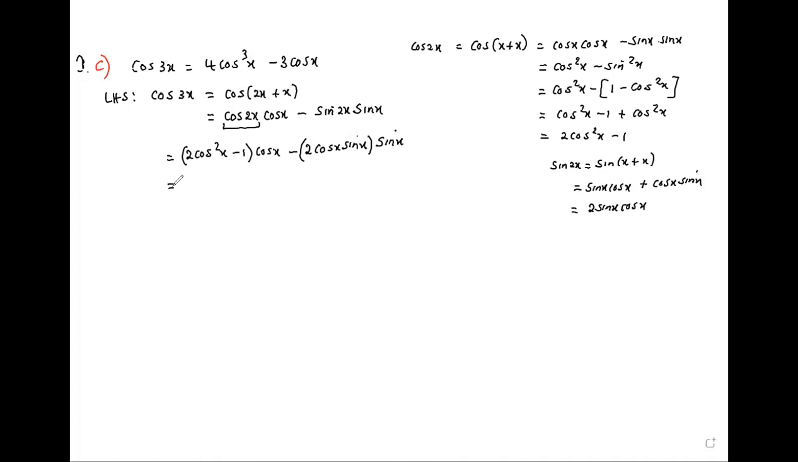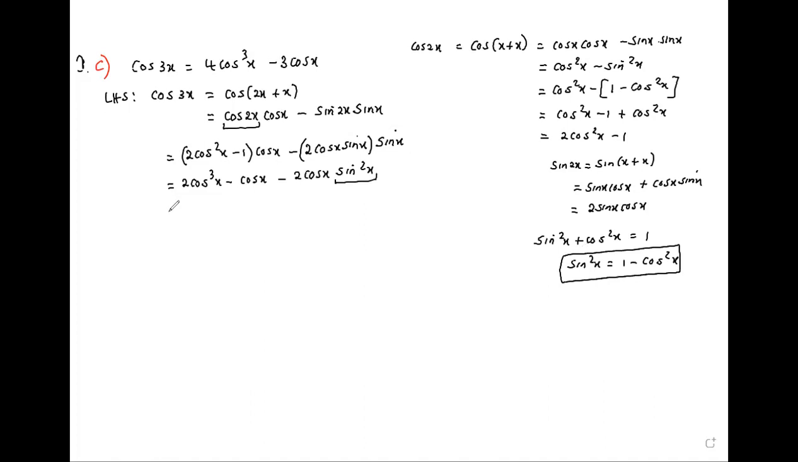Here now we expand 2 cos squared x times cos x, and we get 2 cos^3 x minus cos x minus 2 cos x sine squared x. Then again, sine squared x, we know from this identity that sine squared x is 1 minus cos squared x. So we substitute where there's sine squared x.